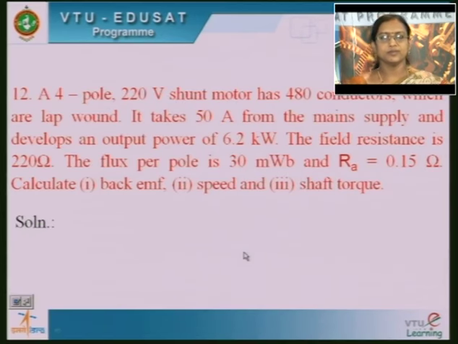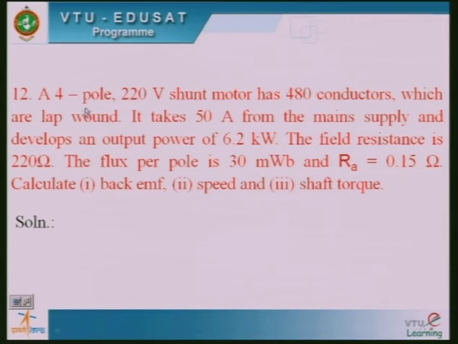Now, you see this problem. What are the data given in this? Here, the number of poles mentioned is 4. The supply given to this shunt motor is 220 volt and it has 480 conductors, which are lap wound, meaning the number of parallel paths is equal to the number of poles, that is 4. It takes 50 ampere from the main supply and develops an output power of 6.2 kilowatt. The field resistance is 220 ohm. The flux per pole is 30 milliweber. RA is given, it is 0.15 ohm. Now, we have to calculate back EMF, speed and shaft torque.